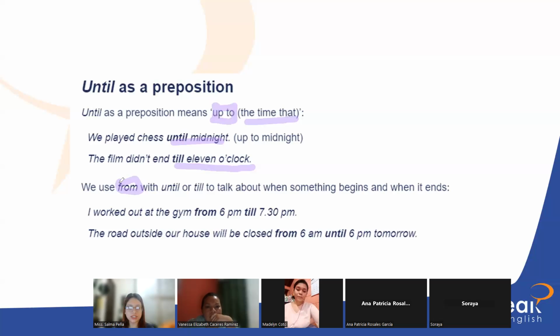Okay? When something finishes, and if you want to compare the beginning and the end of an activity, you use from 6 p.m., from 6 a.m., till midnight, till 7:30, until my lunch time. I was working really hard from 6 a.m. until my lunch time. That could be the end of the activity. In this case, being working so hard, right? Okay, now let's see.